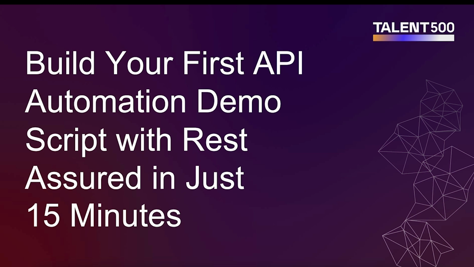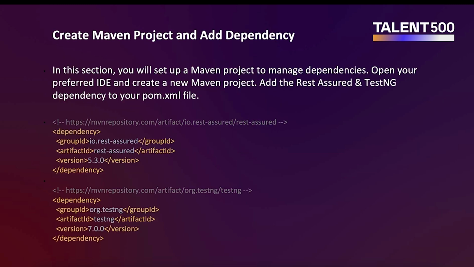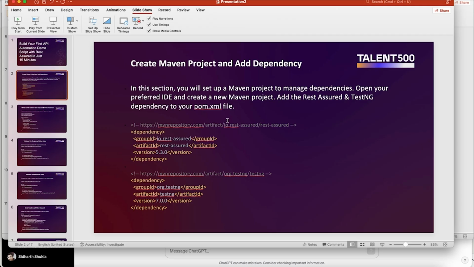So let's jump into the first thing. The first thing that we need to do is create a Maven project and add the dependencies. We are trying to automate an API, and the libraries that we are going to use are REST Assured and TestNG. So the first thing that we need is to create a Maven project and add the dependencies of REST Assured and TestNG. Let's quickly do that.